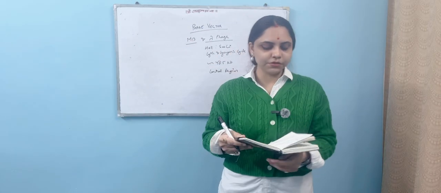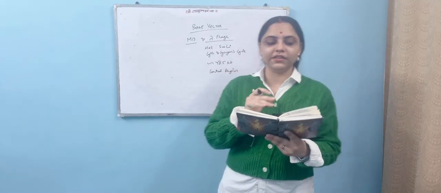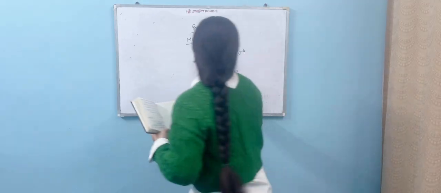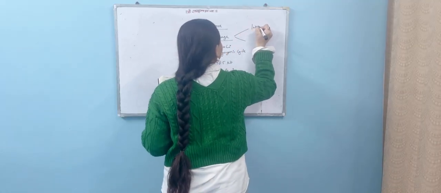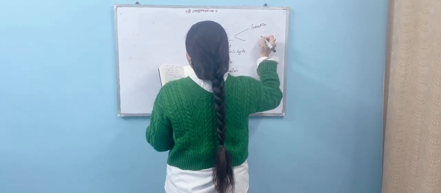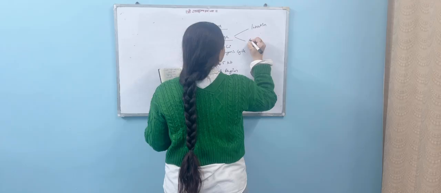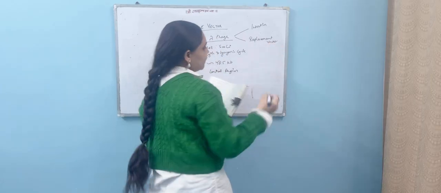So, types of lambda vector: insertion vector and replacement vector. There are two types, insertion and replacement vector.